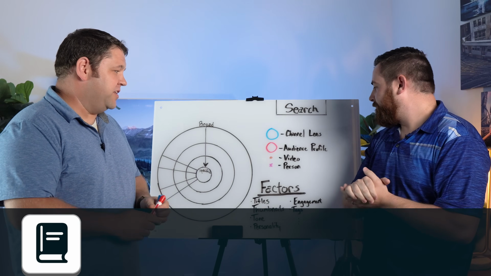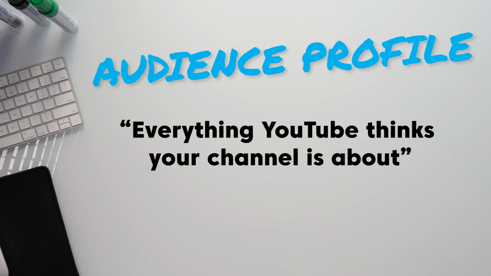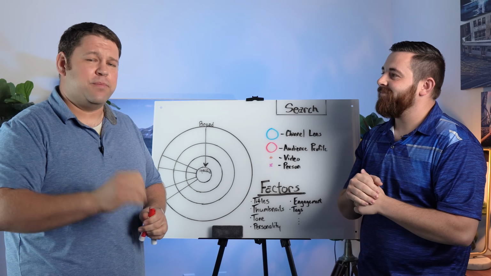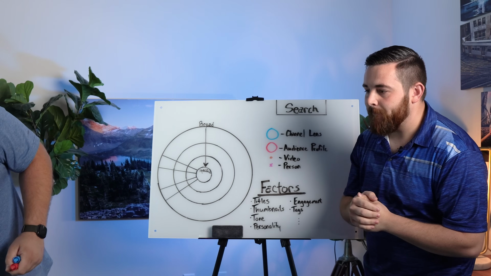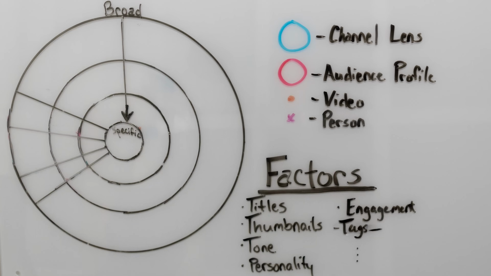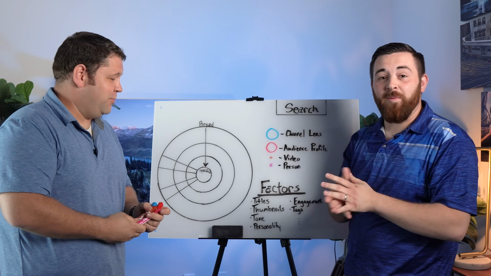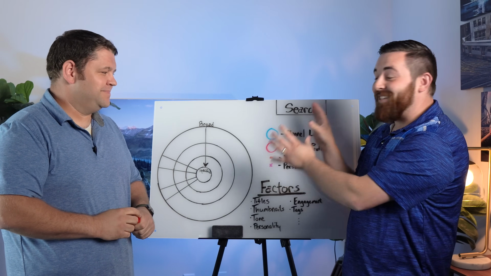The next one is the audience profile. We're going to use red. This is what YouTube thinks your channel is about. It's probably not going to match your channel lens, and that's one of the problems a lot of people are running into, which is why their videos are not spreading. We'll also use a couple of other markers to represent individual videos, as well as individual people within an audience. As we go through some of these examples and talk about different sizes and types of channels, this is all going to start to make a ton more sense.